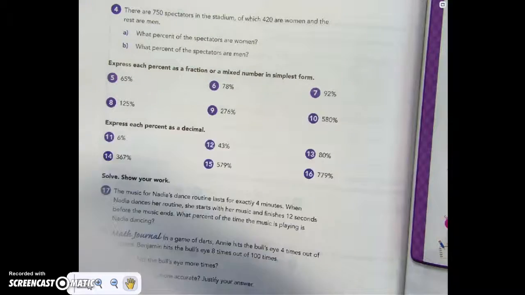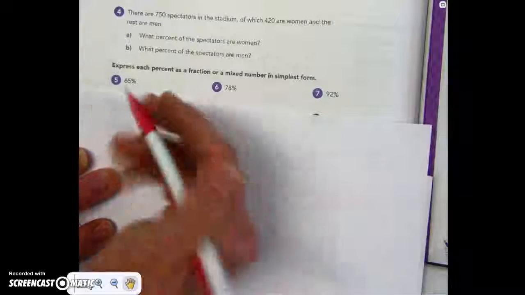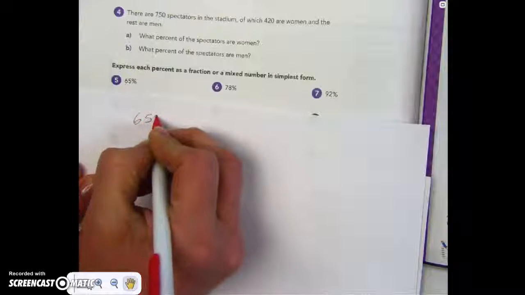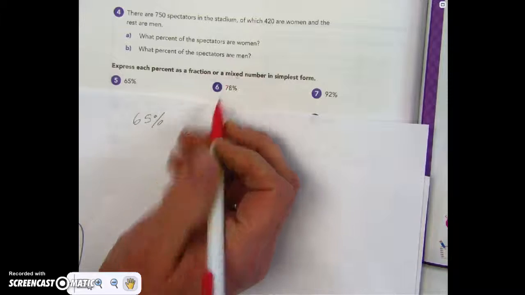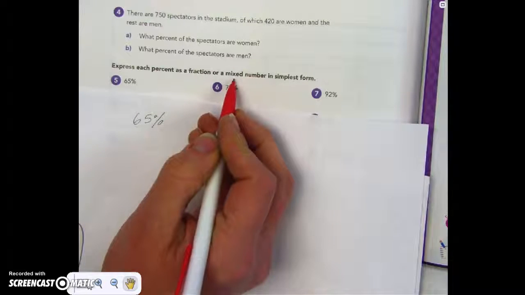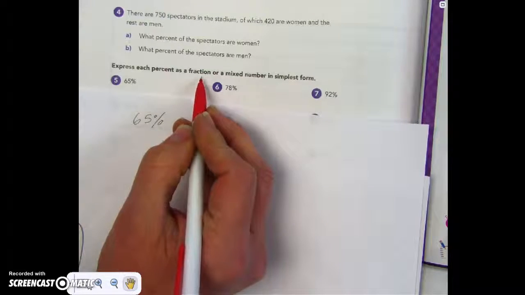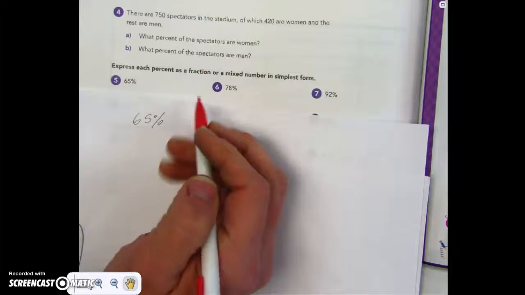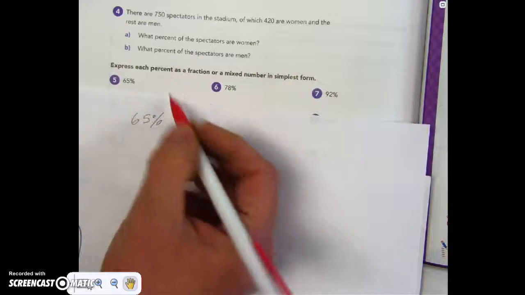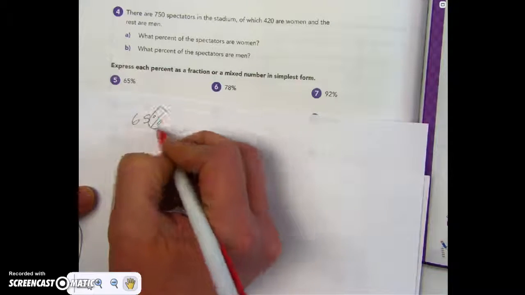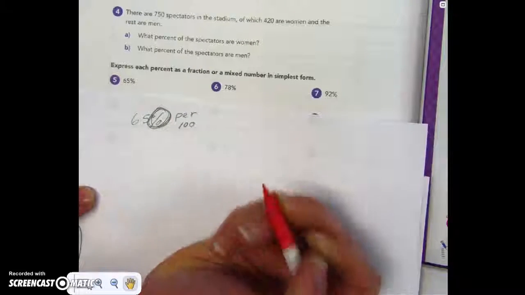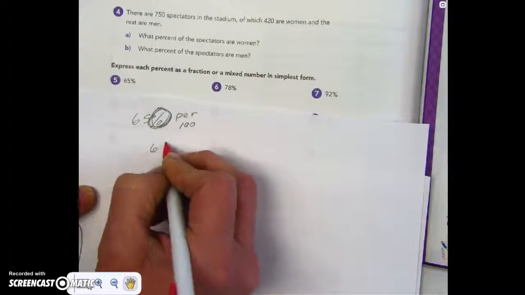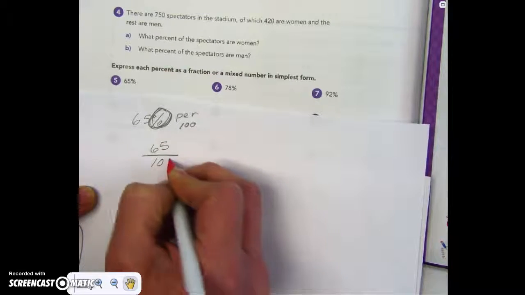And number 5, we'll do the first one in this for you. 65%, and percents, write it as a fraction or a mixed number. So the only time you would write it as a mixed number is if it was an improper fraction. Remember, that's where the top, the numerator, is going to be bigger. So this one, if we have a percent, this right here just means per 100. So we would just take 65 and put it over 100.